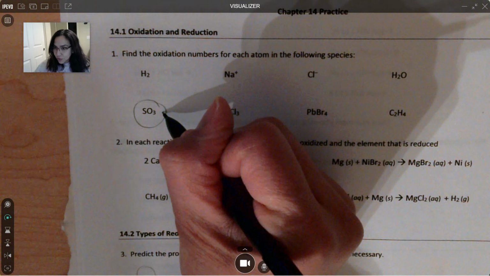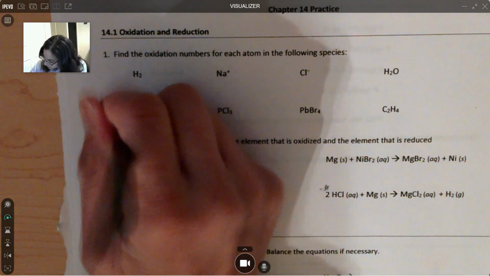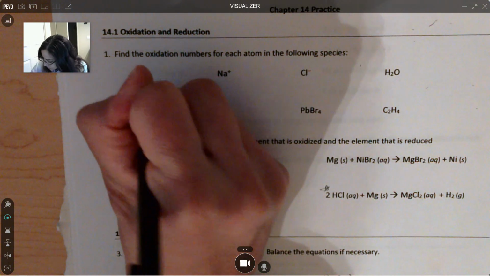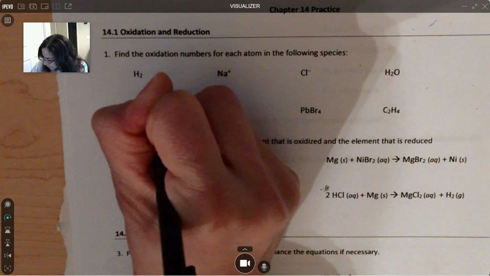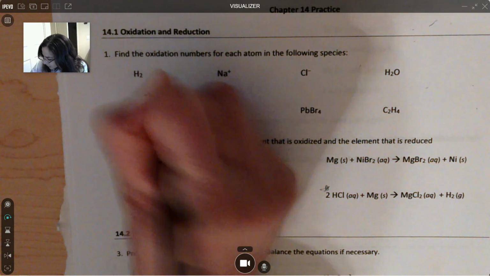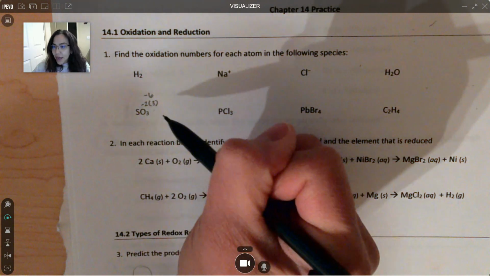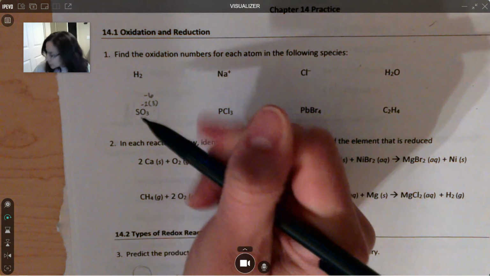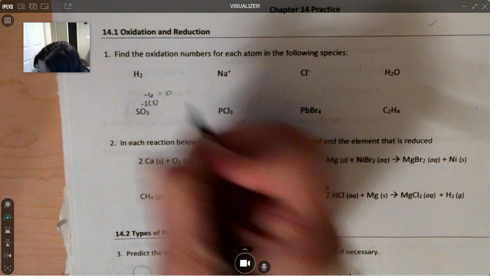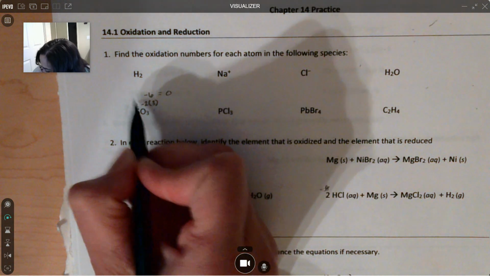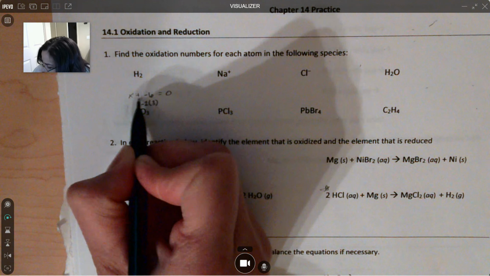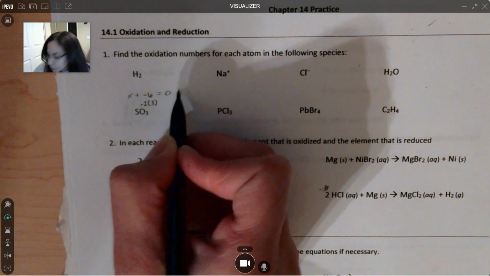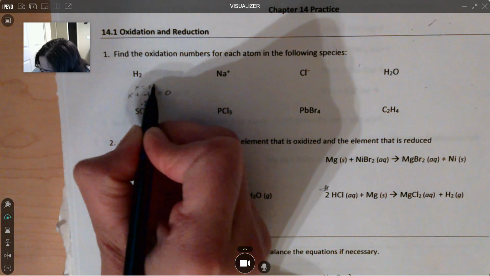So we have SO3. Now, if we recall, oxygen makes a -2 charge, right? And there is 3 of them. So that means we have a total of a -6 charge. But this molecule has a total charge equal to 0. So whatever this is going to be, it has to be 0. So x plus -6 is equal to 0. Add 6 to both sides. X is going to equal +6.